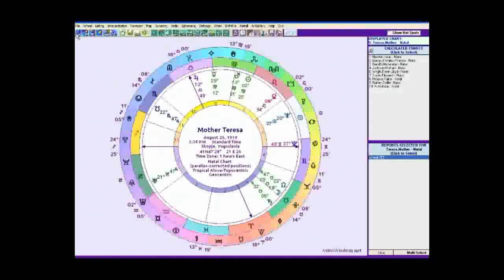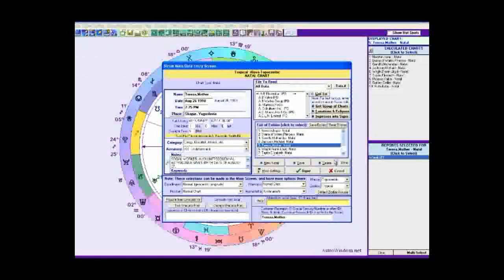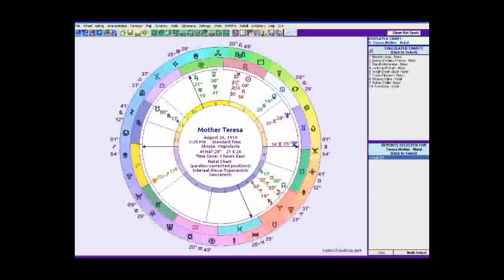Here's the sun, and again, it's very close to the bright star Regulus, which is the main star in the constellation of Leo. So Mother Teresa's sun was actually in Leo. It was not in Virgo at all. It was, in fact, nowhere near Virgo. Here's Virgo over here. Here's Leo. So we can correct Mother Teresa's chart in the same way. All we do is choose sidereal. And here her sun indicates correctly that her sun was in Leo when she was born.